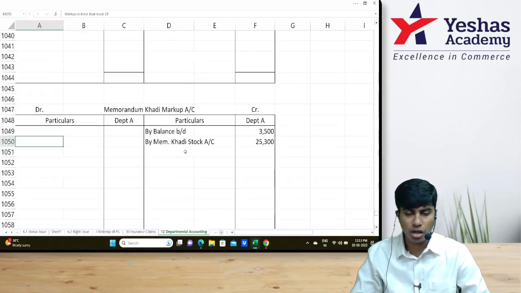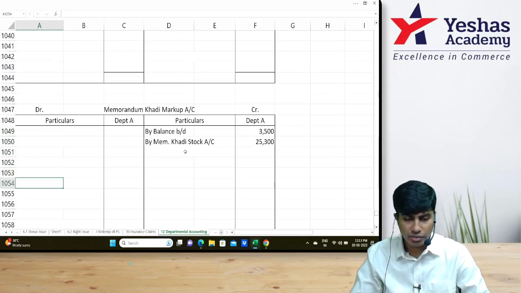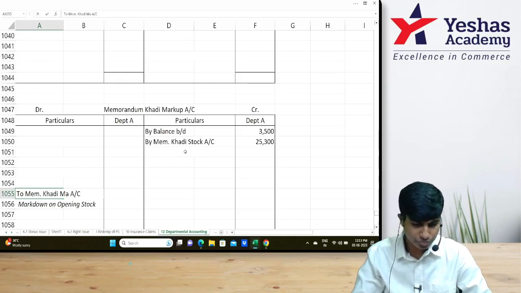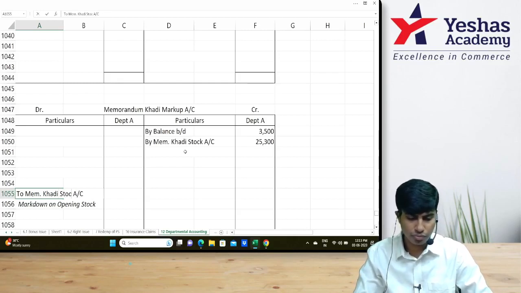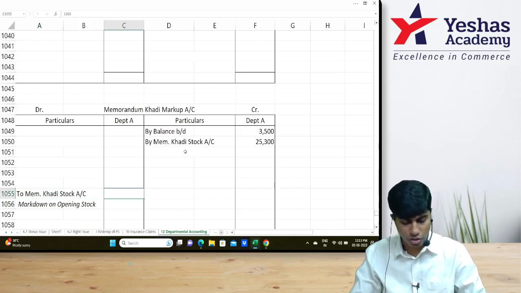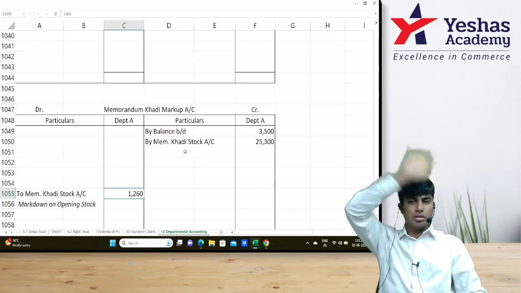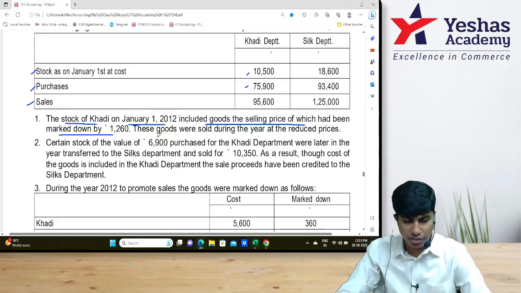Here, memorandum stock. How much is that? Memorandum khadi markup account. Markdown on memorandum khadi stock account. Markdown on opening stock. How much is it? 1,260. Any doubts? Pakka? What's after that?